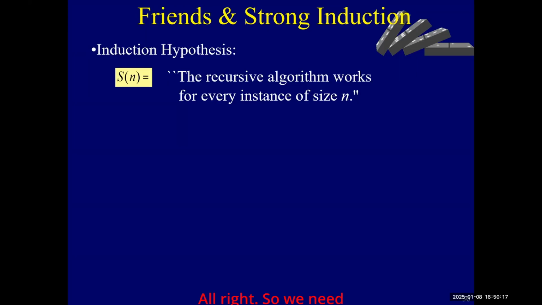All right, so we need to prove that our recursive program, whichever program it is, works on every input of size n for every n, right? So we break that down into levels, and we make S of n the statement: for all inputs of size n, my program works. It gives you the right answer. Everybody good with that? It's just a statement, and it might be true and it might be false, right? And our goal is to prove that it's true.